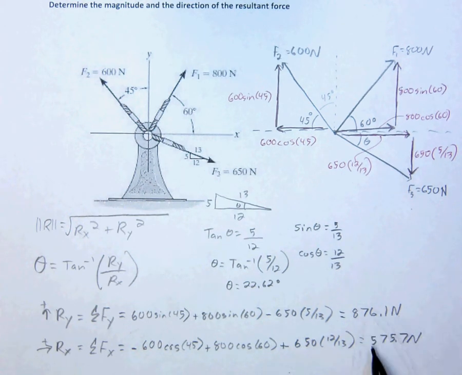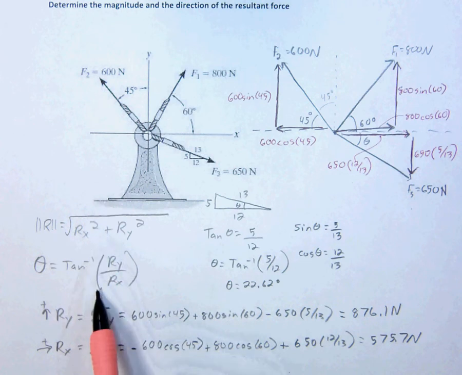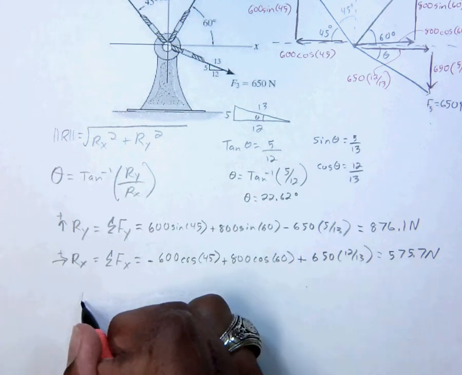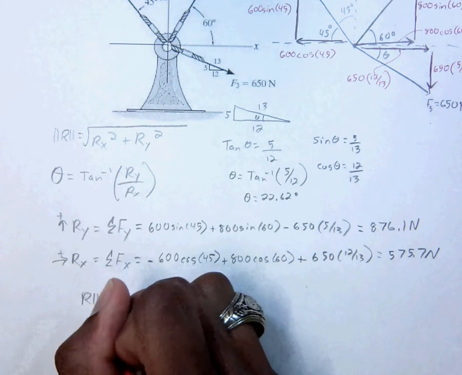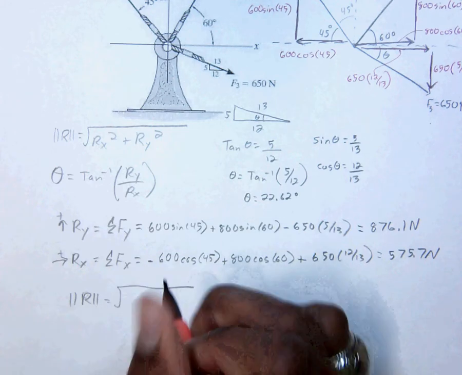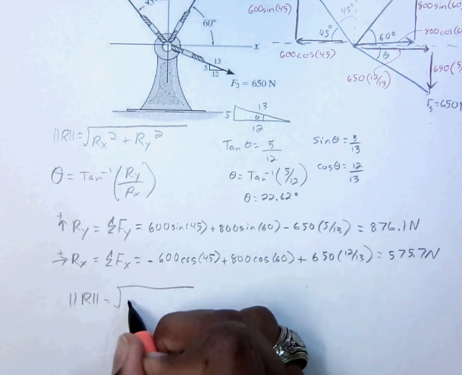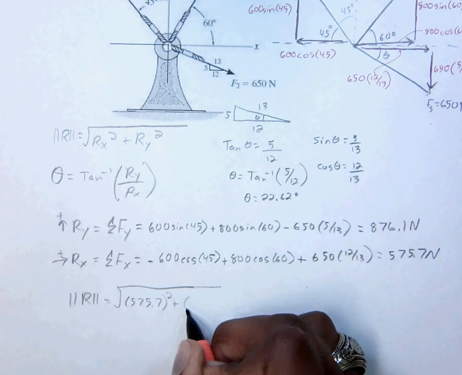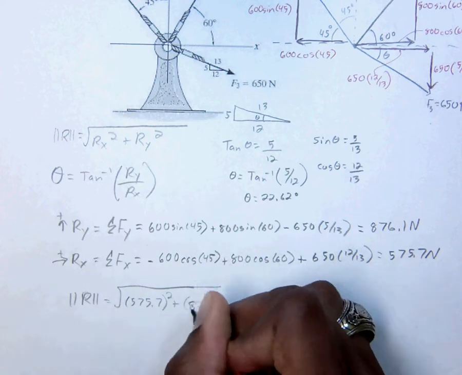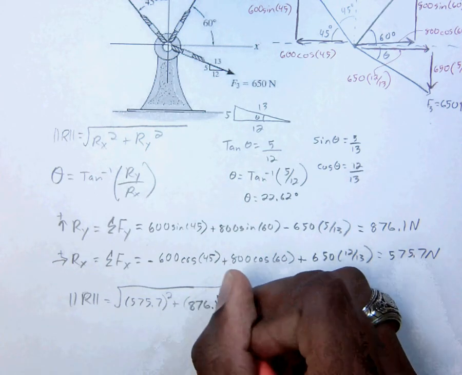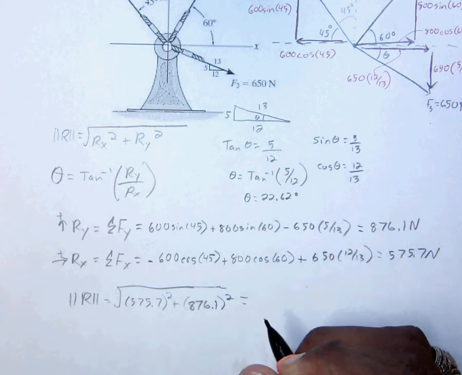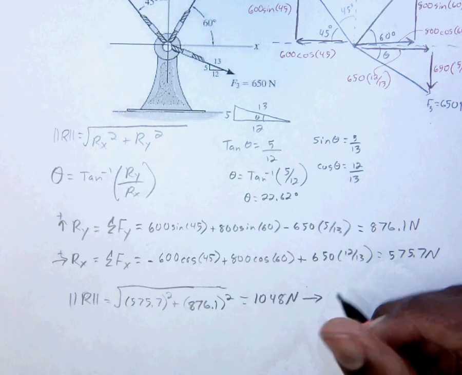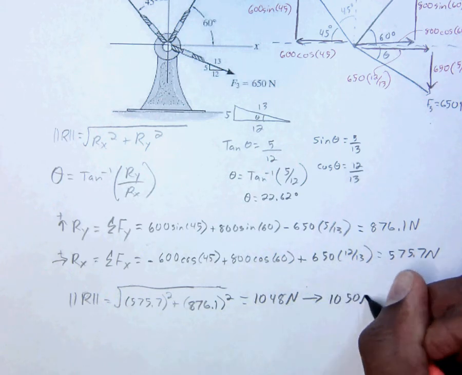So now I just take those values and I put them in here and in here to get my magnitude of the resultant and the angle. So we're going to go ahead and do that. So the magnitude of my resultant force is just going to equal the square root of the x component, which is 575.7 squared, plus the y component, which is 876.1 squared. Okay, and that comes out to be 1,048 newtons. I'll go ahead and round it to 3 significant digits, which is 1,050 newtons.